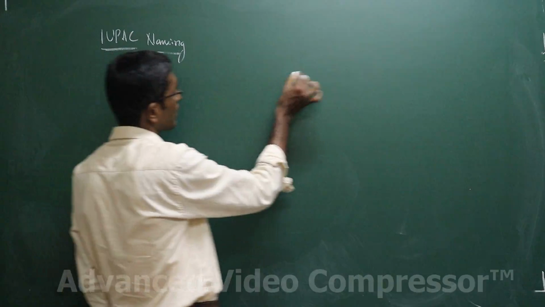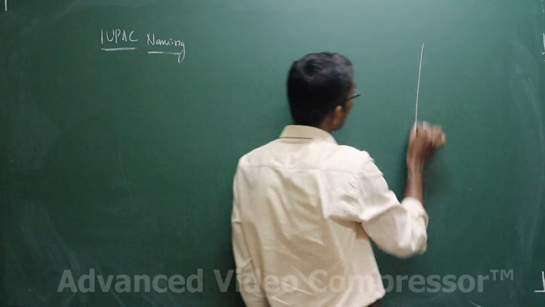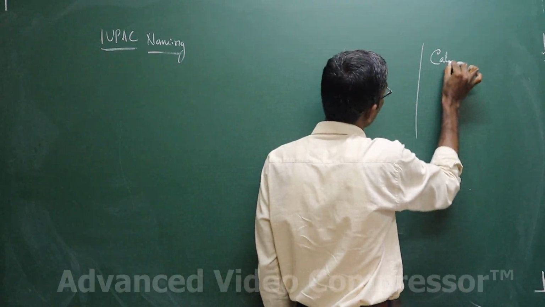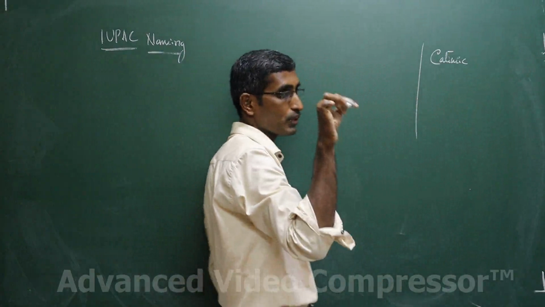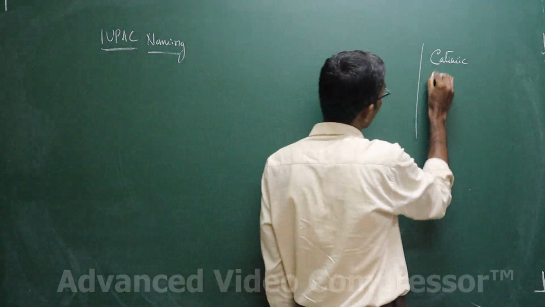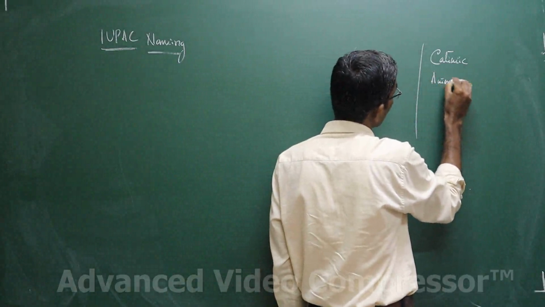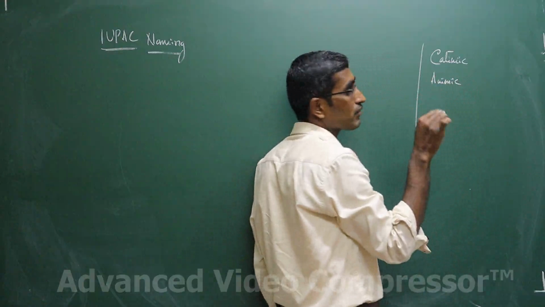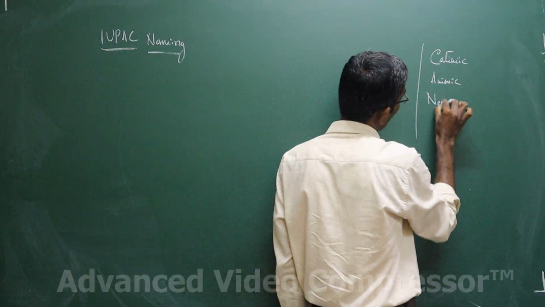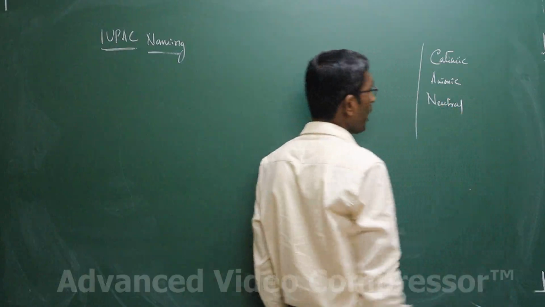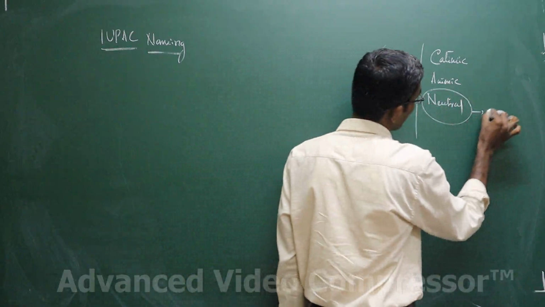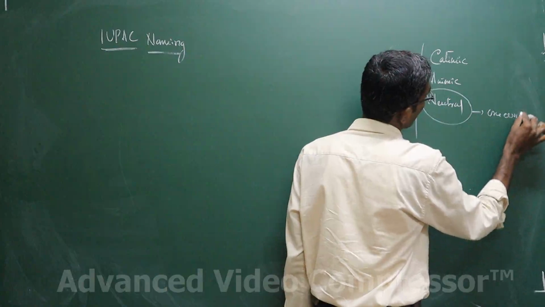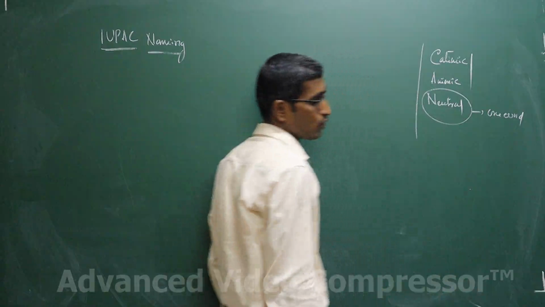So I have already said, students, there are 3 types of complexes. One is the cationic complex, where the complex ion will have a positive charge, and we have the anionic complex, where the complex ion will have a negative charge, and we have a neutral complex. A neutral complex will be named by one word, directly, and it will not have a splitting.